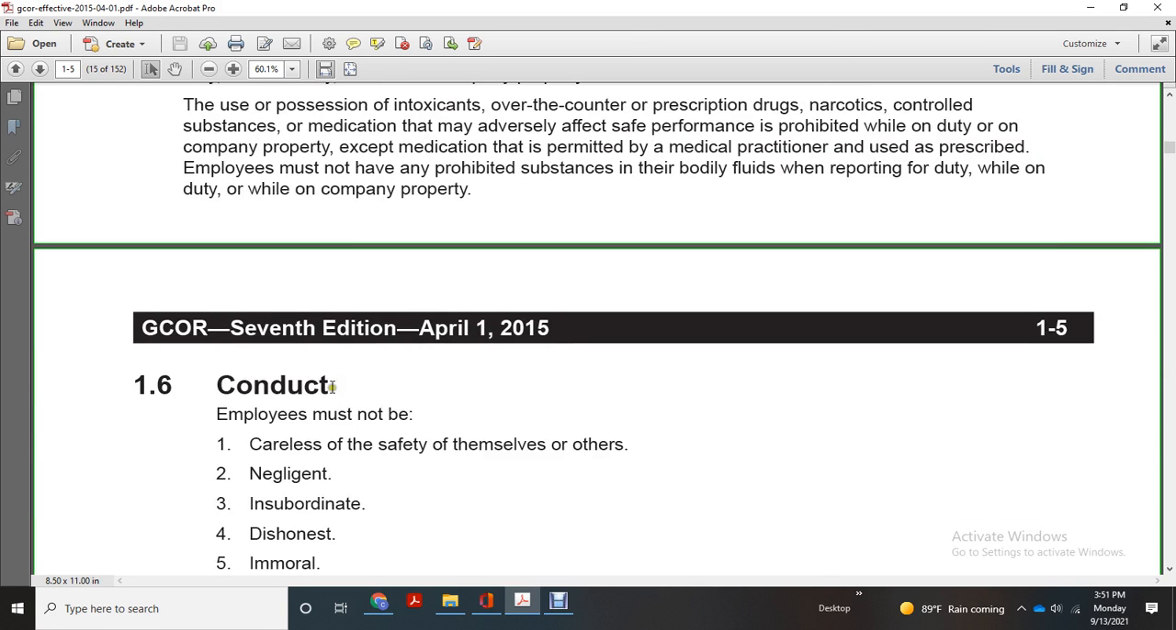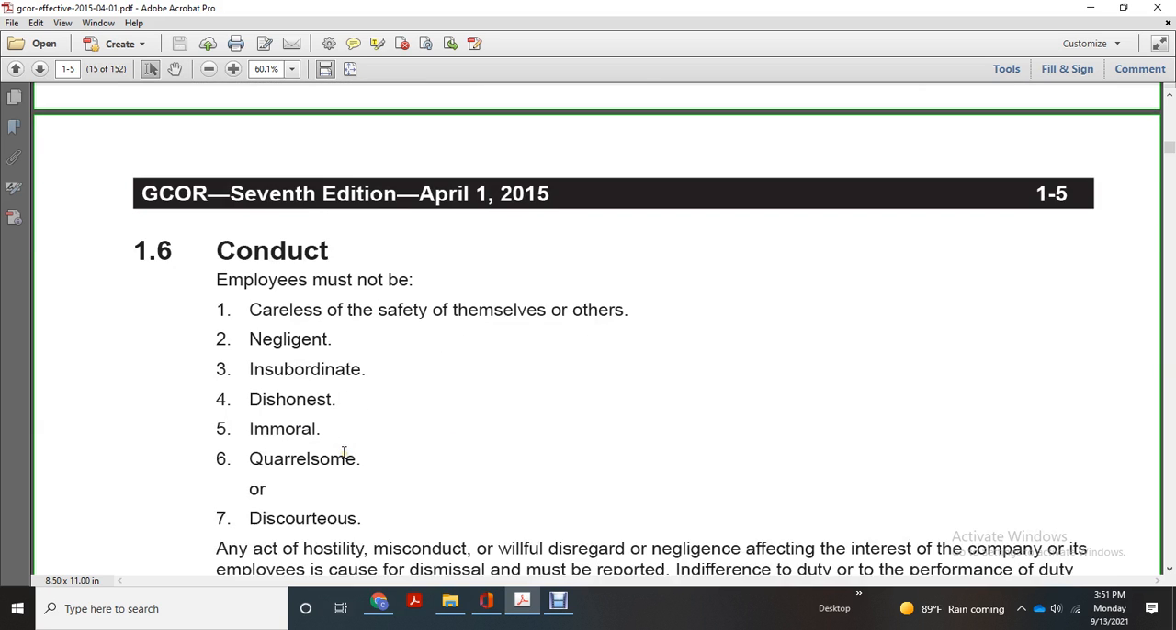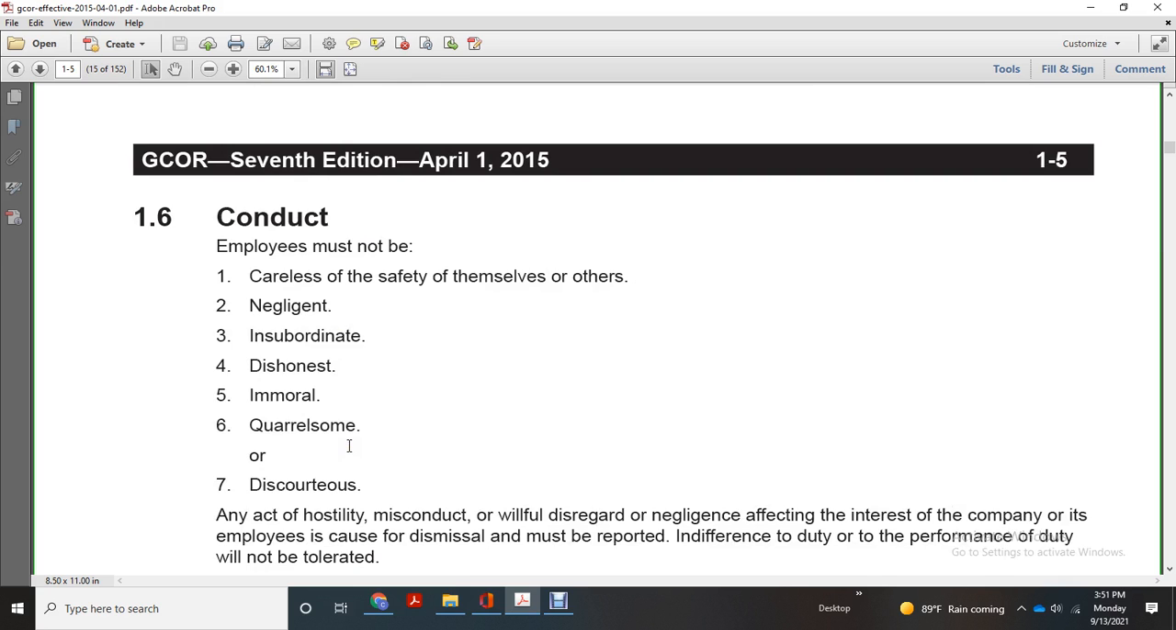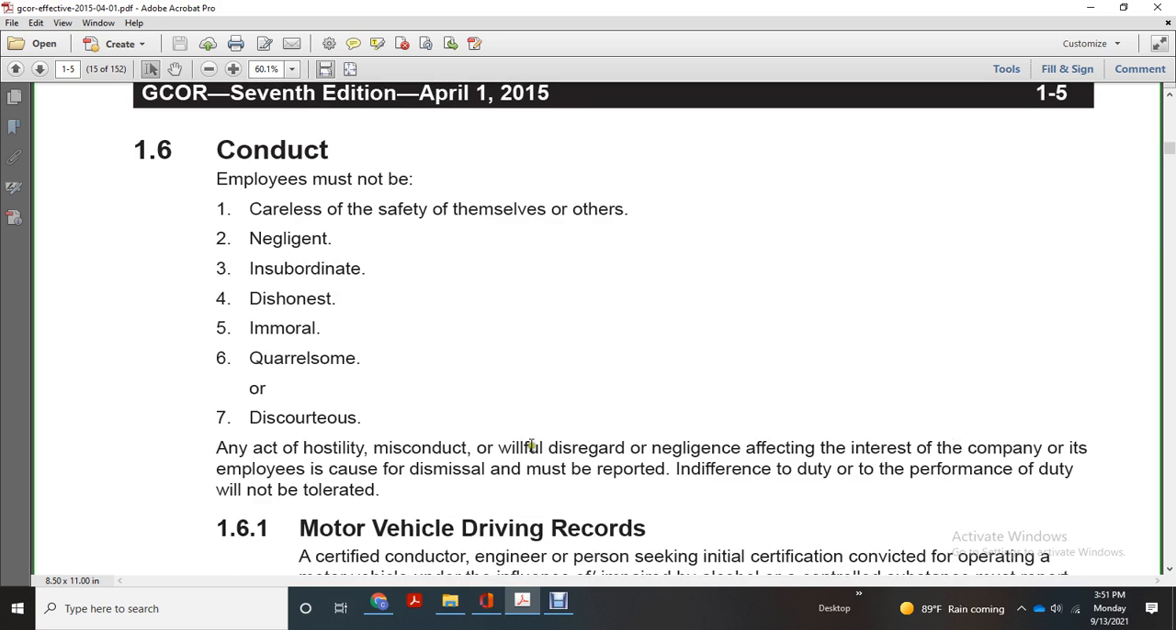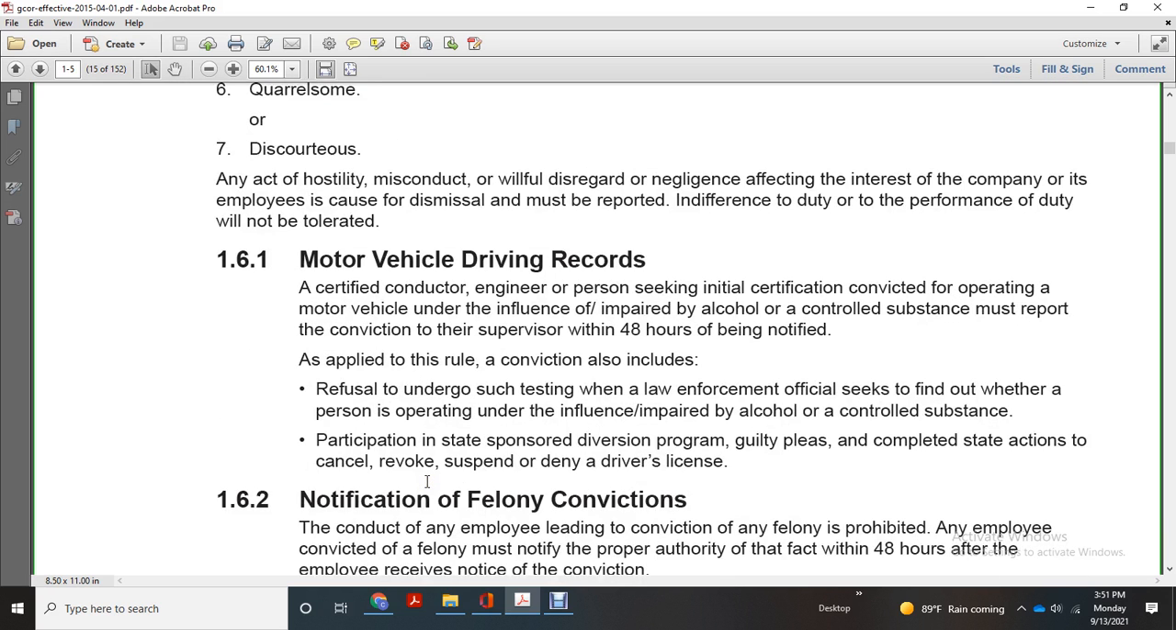1.6. Conduct. Employees must not be careless of the safety of themselves or others, negligent, insubordinate, dishonest, immoral, quarrelsome, or discourteous. An act of hostility, regardless of the negligence, that affects the interests of the company and employees will cause dismissal. Indifference to duty or to the performance of duty will not be tolerated. Motor vehicle driving record.